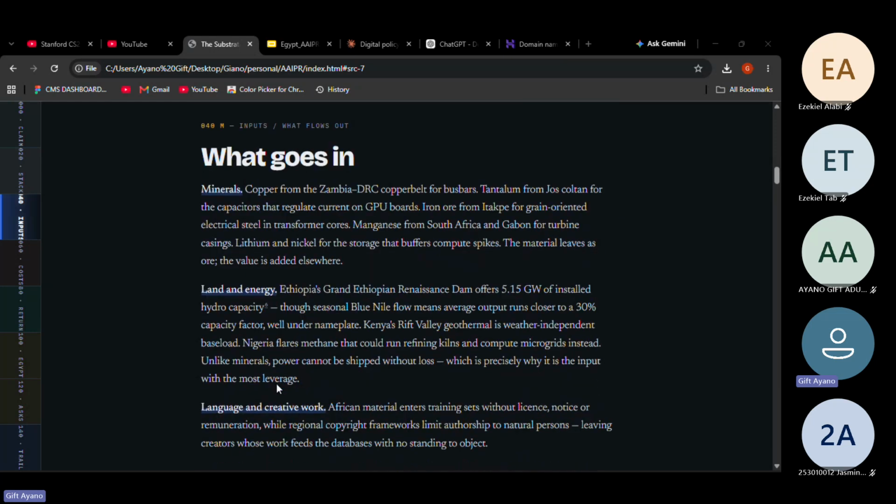So what goes in, what we supply? Minerals, land and energy, language and creative works. Those are the inputs. For instance, the Gambia and DRC produce copper, tantalum and others. I can't be reading everything I have here. Basically, we have these minerals, we have land and energy, and we have language and creative work. Those are what we supply into the artificial intelligence ecosystem.